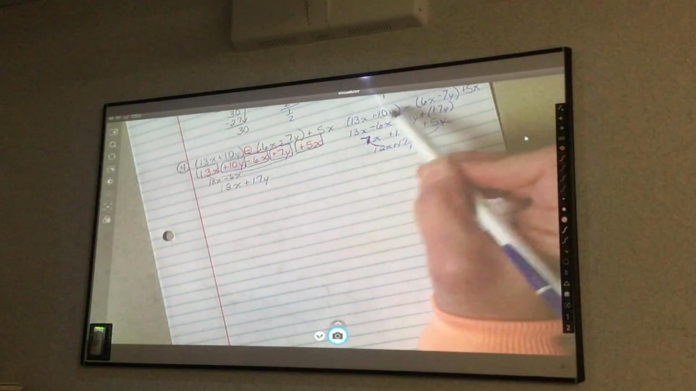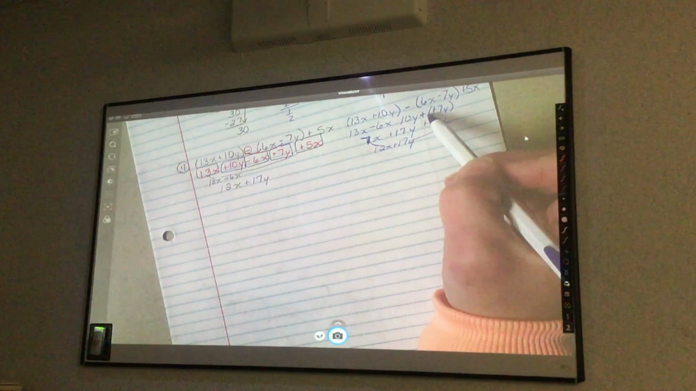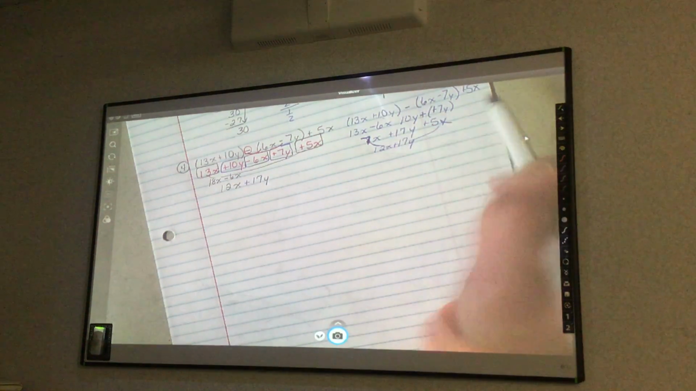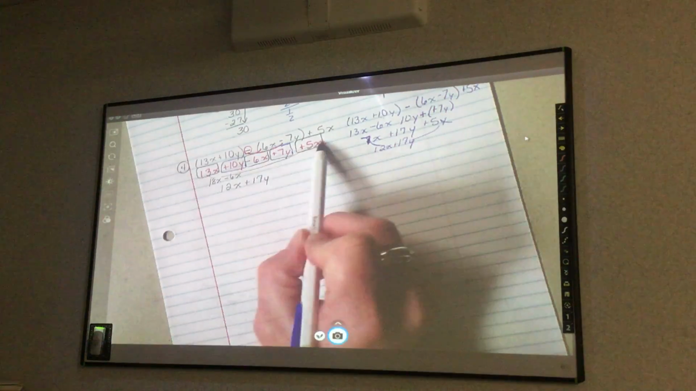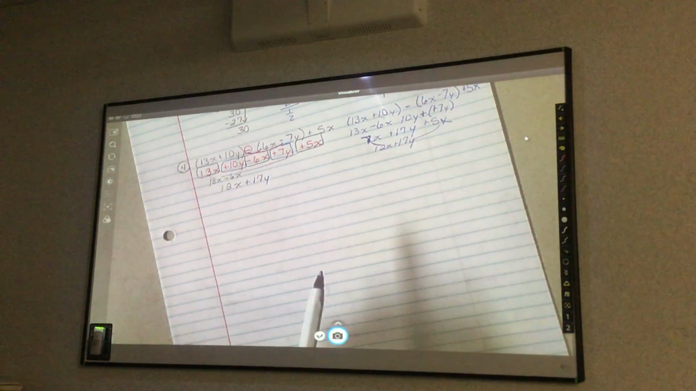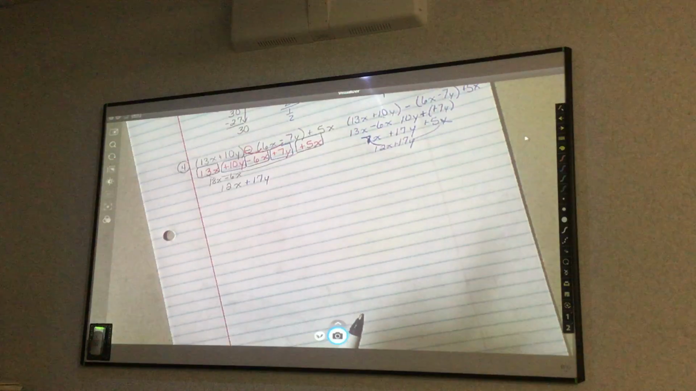Do you see where sometimes when you do it that way, you forget about the negative sign? And if I just distribute the negative and combine what I have alike, it's the same way. Either way you choose, it's fine.